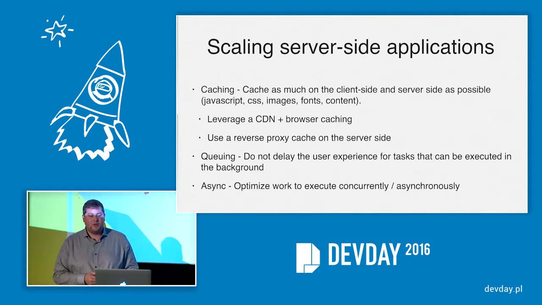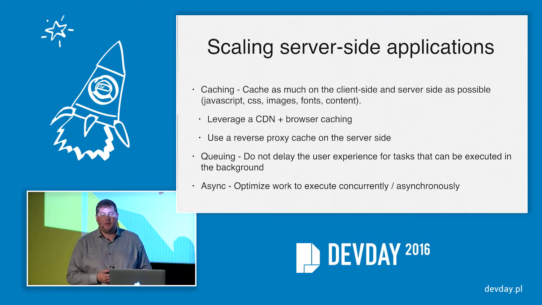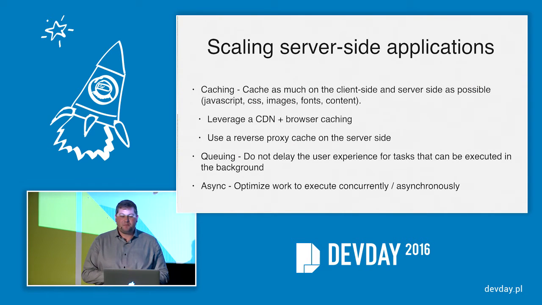The next is queuing. Don't delay the user experience for tasks that can be executed in the background. Never make the user wait for something that's not required for the next response. And then the last is doing work asynchronously. Try to optimize for running things concurrently. So let's walk through each one of these.